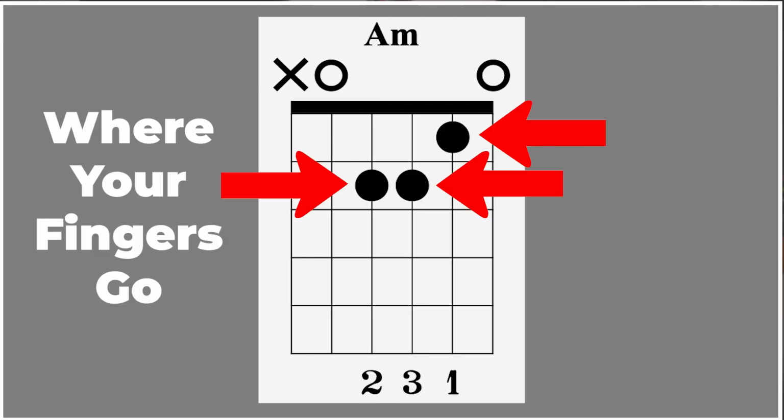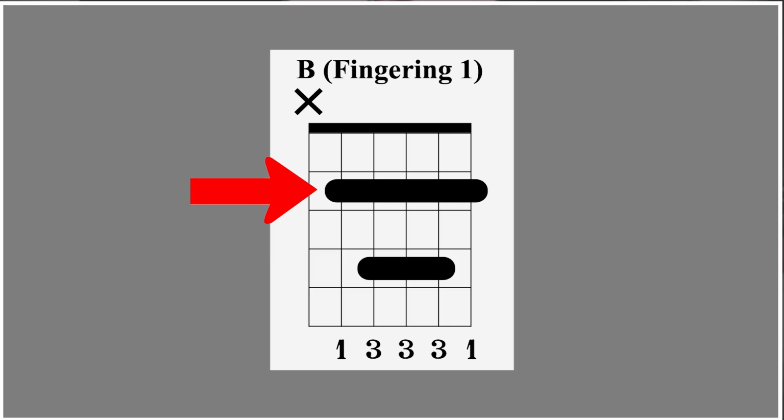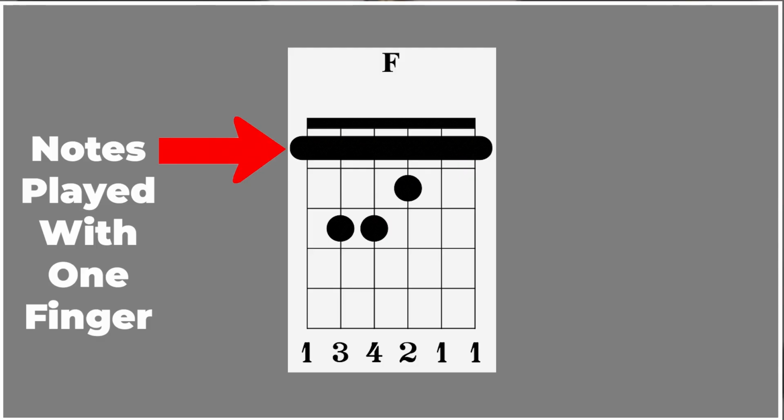The black dots on the chord chart show you where to place your fingers. Sometimes instead of black dots, you'll see a really thick black line with rounded edges. That really thick black line with rounded edges is telling you to fret every note that the line covers using just one finger. You can see an example of this with the F major chord. You would fret every single string of the first fret with just one finger.